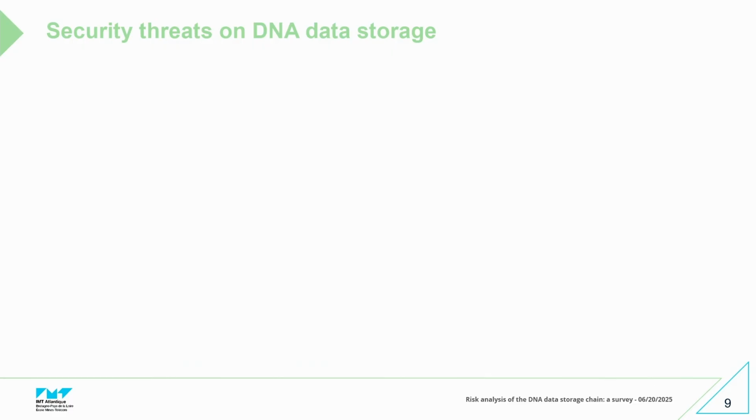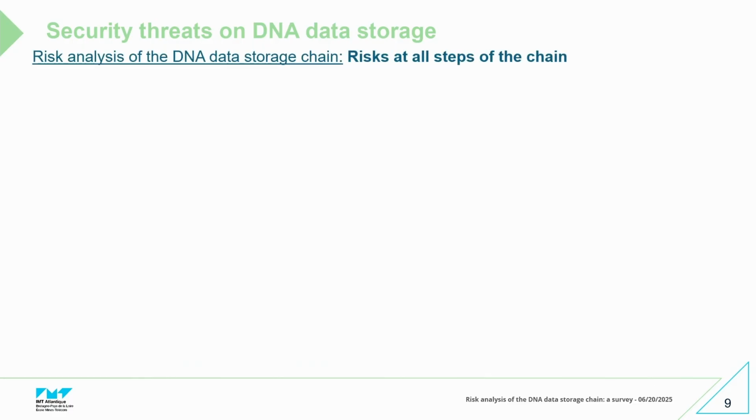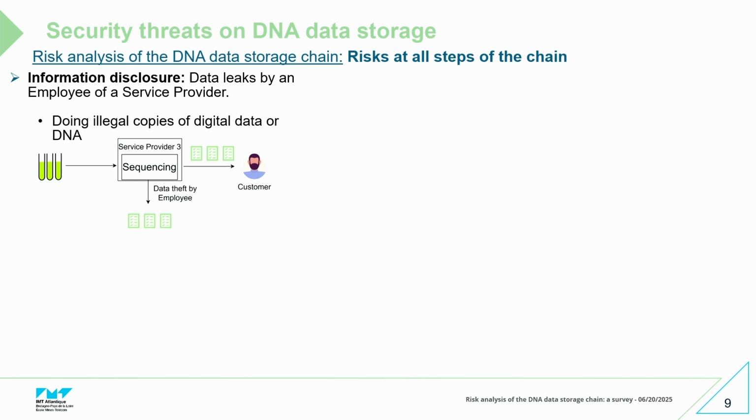First, there are some security threats that are present at all steps of the chain. First, they concern information disclosure, so data leaks. They are often done by an employee of a service provider. So I provided an example here. An employee can stealthily do some data theft, for example, at the sequencing step. When sequencing DNA, an employee can copy sequencing results, leading to data leaks.